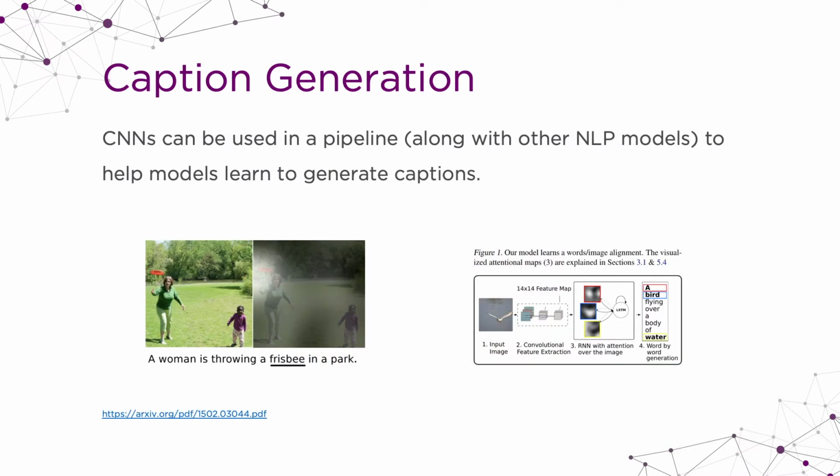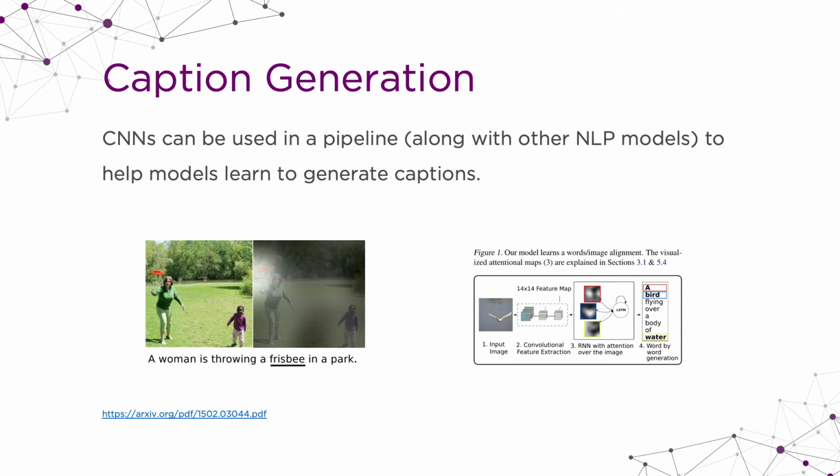A really fun one as well is that CNNs can be used to help models learn to generate captions. So tomorrow you're going to look at natural language processing with Mirko. He has a really great slide deck prepared for you guys. It turns out that we can combine both convolutional neural networks and natural language processing algorithms to figure out how to generate captions.